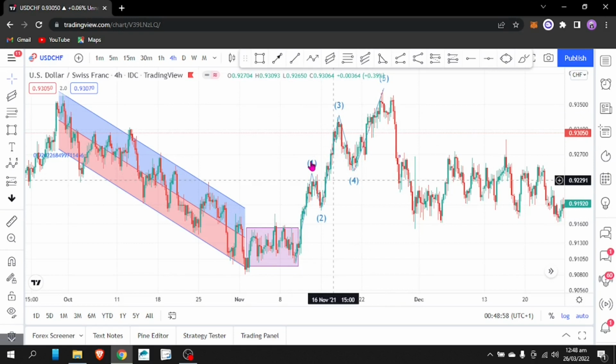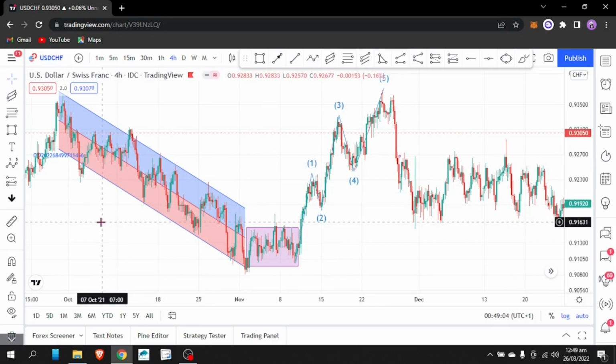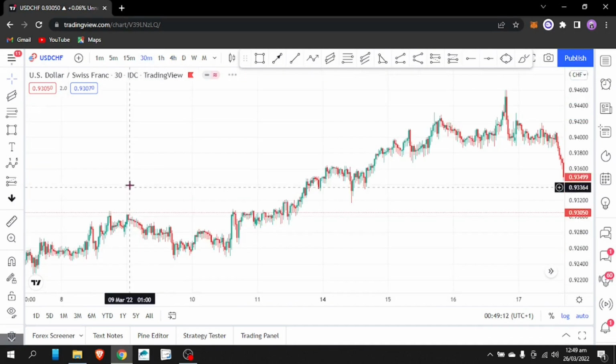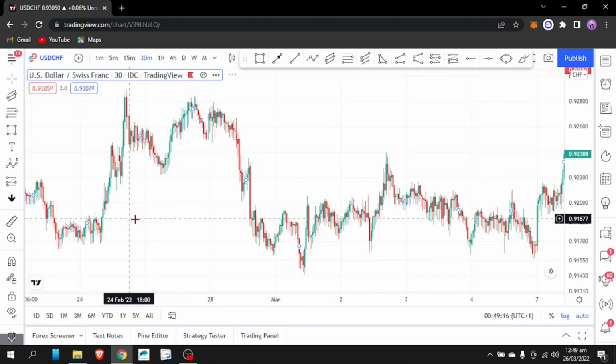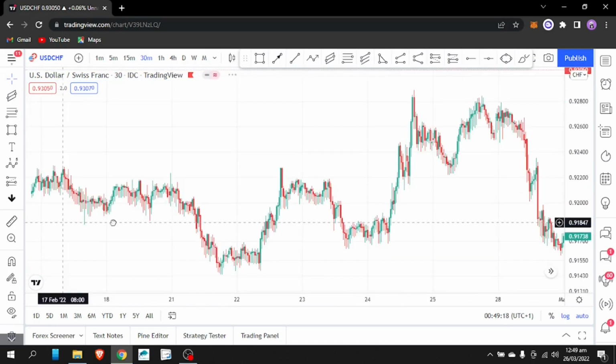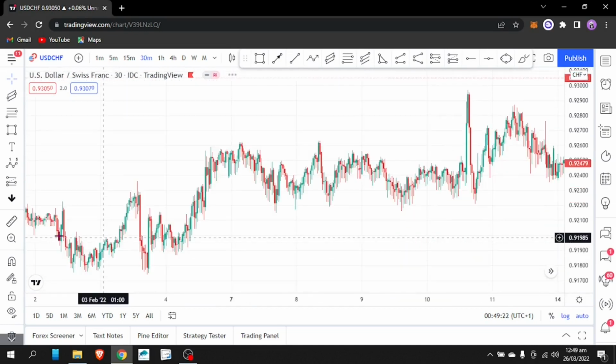Now for the pullbacks, they always happen in 3 waves with A, B and C. If I go back to the 30 minutes time frame, I'll be able to find my pullbacks A, B and C. I'll have to scroll back to the zone.